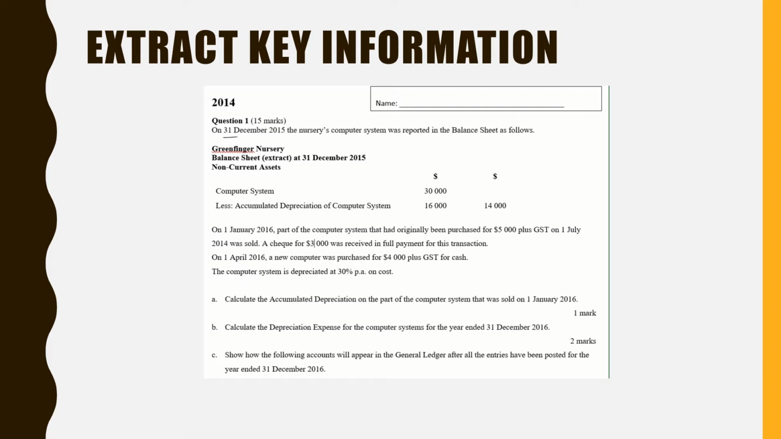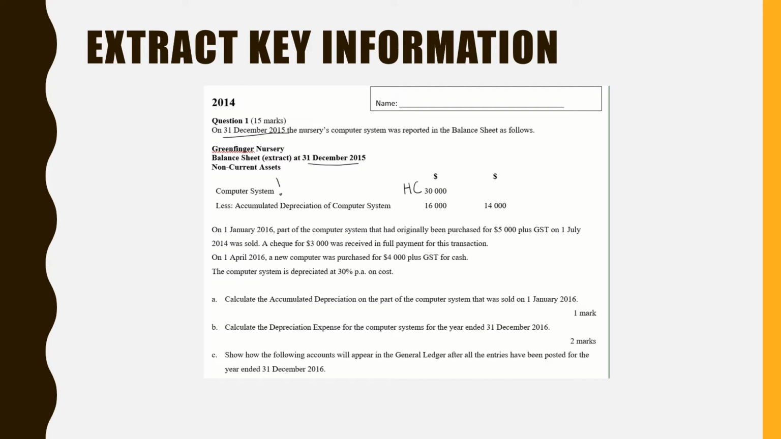So on 31st of December 2015, the nursery's computer system was reported in the balance sheet. Here I'm given an extract as at the 31st of December 2015. Here I'm given the cost of the computer system, $30,000, and that basically is the historical cost. It's what the computer systems were purchased for.